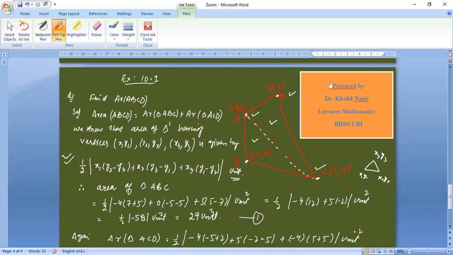Okay, but the question is how to remember this formula. One way is you remember 1, 2, 3, then 1, 2, 3, and so on. So you take first x, then take the difference of two y's. So if it is x1, then there would be associated y2 minus y3. Similarly, now it is x2. Now after 2 here comes 3 and 1. So this would be y3 minus y1, right? Then it is x3. After x3 comes 1 and 2. So this is y1 minus y2, right?